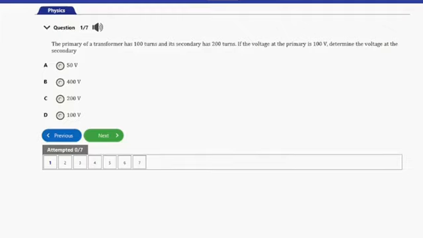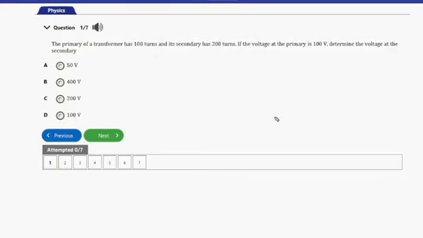So this is very simple. All we have to do is recall that N varies as V. So if N varies directly as V, that means N for primary over N for secondary is equal to V for primary over V for secondary. So in this case, 100 over 200 is equal to 100 over V for secondary. If we make V for secondary the subject of this equation, we're going to have V for secondary is equal to 200 volts. And that's it for this question.